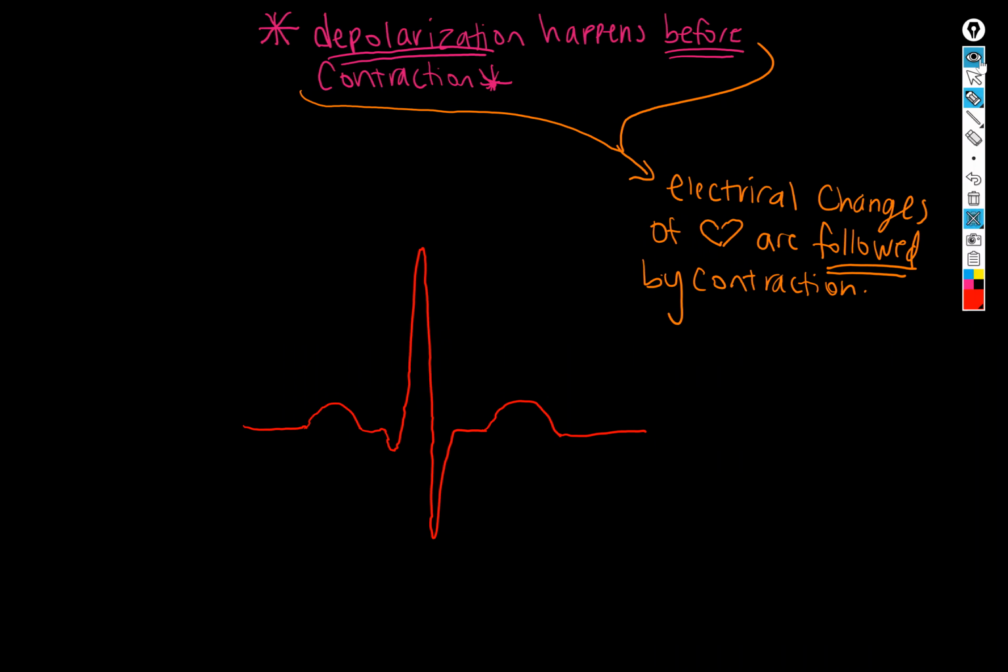Yeah. Okay. So depolarization happens before contraction, and electrical changes of the heart are followed by contraction. So let's label our EKG wave first. P, Q, R, S, T. So if I was going to draw a line indicating where atrial contraction started, where would I draw the line?